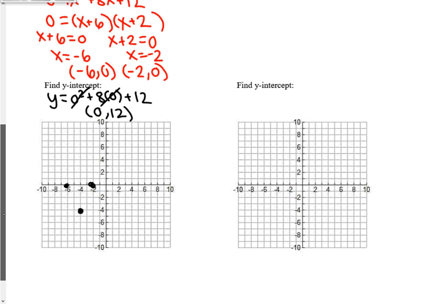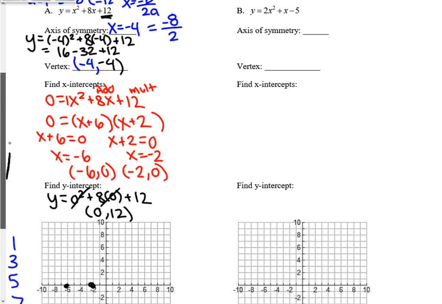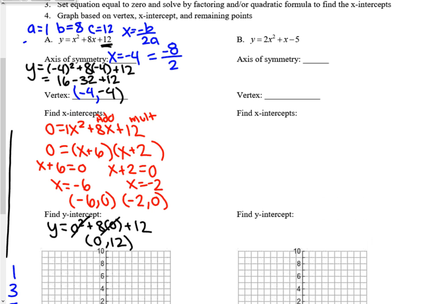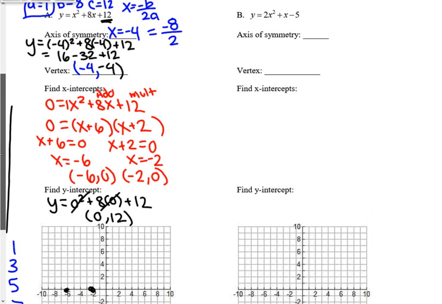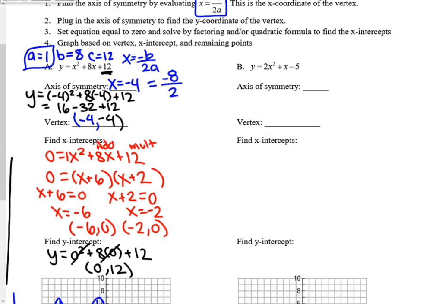I want to get 2 more points on there, so I'm going to use my 1, 3, 5, 7 pattern. My a value on this one, again, was a positive 1, so I don't need to multiply that by anything. So from my vertex, I'm going to go up 1, right 1, and up 1, left 1. Now I have my 5 points. Connect your graph, make sure it's curved at the end, and we're done with our quadratic. Let's do one more example in standard form.